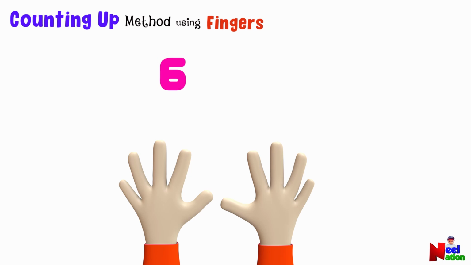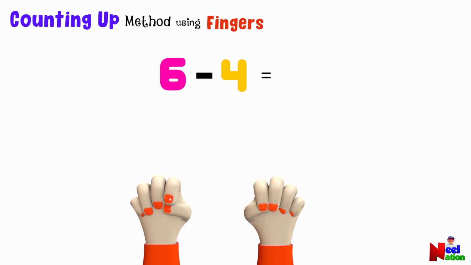Let's figure out 6 minus 4 using the counting up method with our fingers. With 4 in your mind, we will count up to 6, holding up a finger for each number. Starting after 4, we hold up one finger for 5, hold up another finger for 6. Now let's see how many fingers we have held up. 2. That's 2 fingers. So 6 is 2 numbers away from 4, meaning 6 minus 4 equals 2. Oh, subtraction is fun!